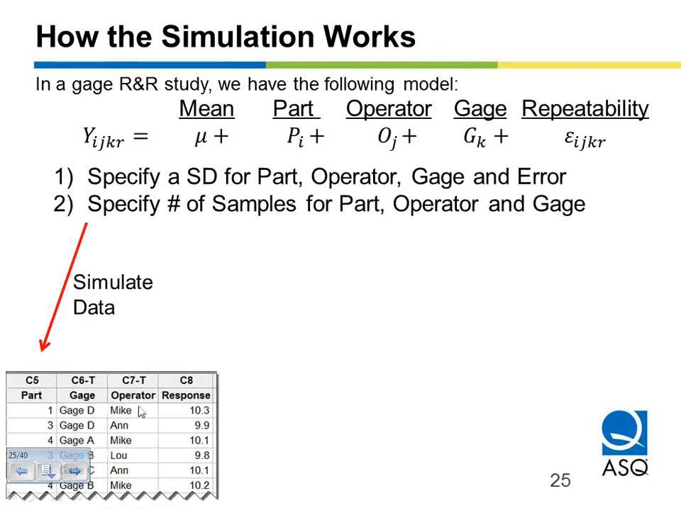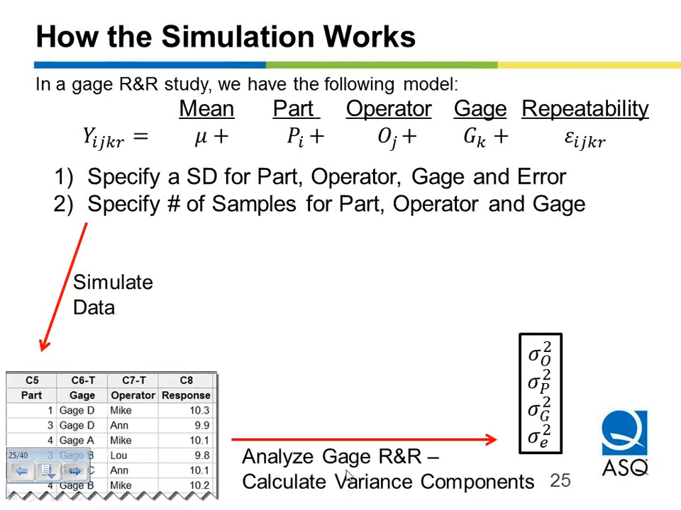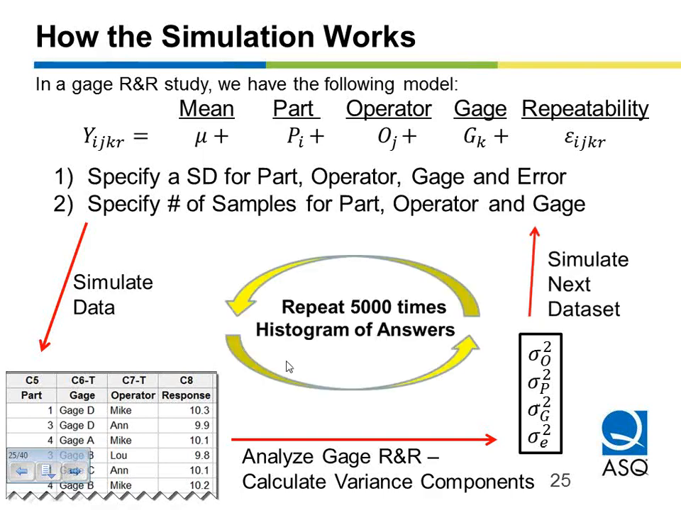You simulate the data, and once you have the data, then you can run your gauge R&R, just as if you walked out on the plant floor and executed the gauge R&R on the plant floor. The only difference is we executed it with a known level of variation for each of our four components. We're going to then use the results of that gauge R&R to estimate those four standard deviations shown here, and then we can go back and do it again. So with the computer, we can do this as many times as we like. We're going to do it 5,000 times.